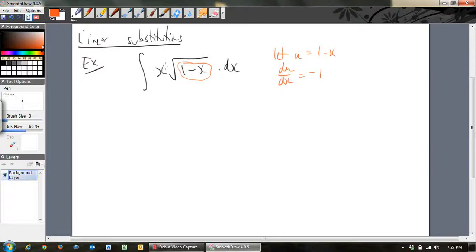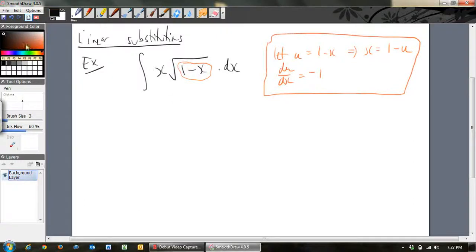If we want to change all these x's to u's, why don't we just say what x is equal to in terms of u? So in other words, if we rearrange this equation, so we move x onto this side and u onto that side, x is equal to 1 minus u, isn't it? So that's just a rearrangement of that. That's what x is equal to in terms of u.